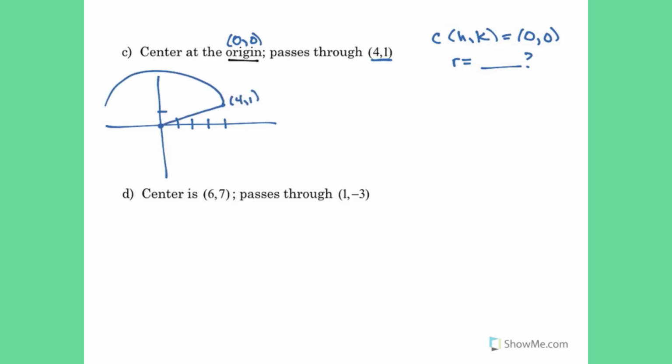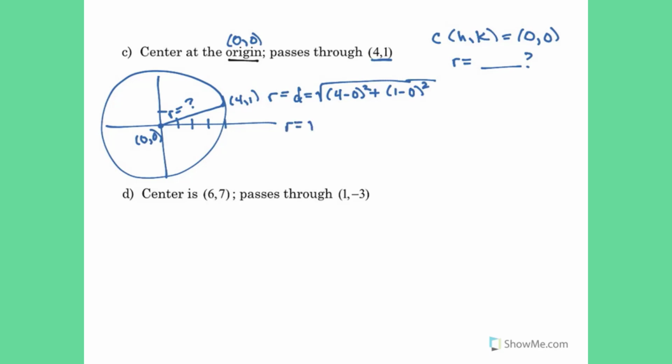So I'd have a circle, and that would be my radius. How do I find that? I use my distance formula. Distance. So my distance is also going to be my radius. So I'm going to subtract my x values, and I'm going to subtract my y values, and that's why we learn the distance formula first.